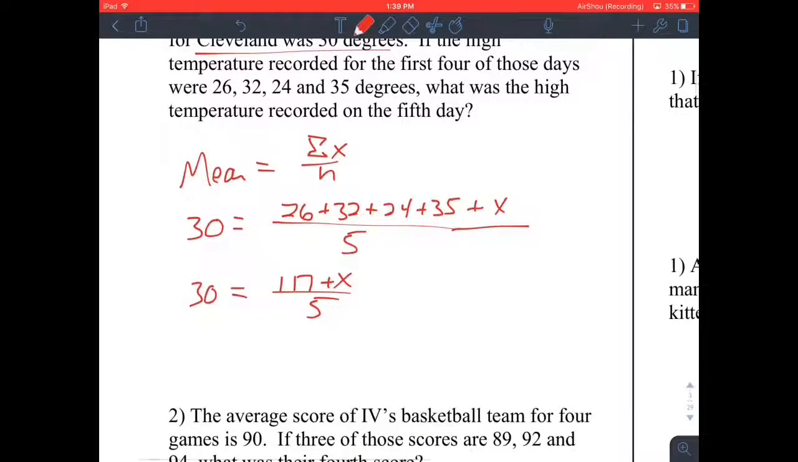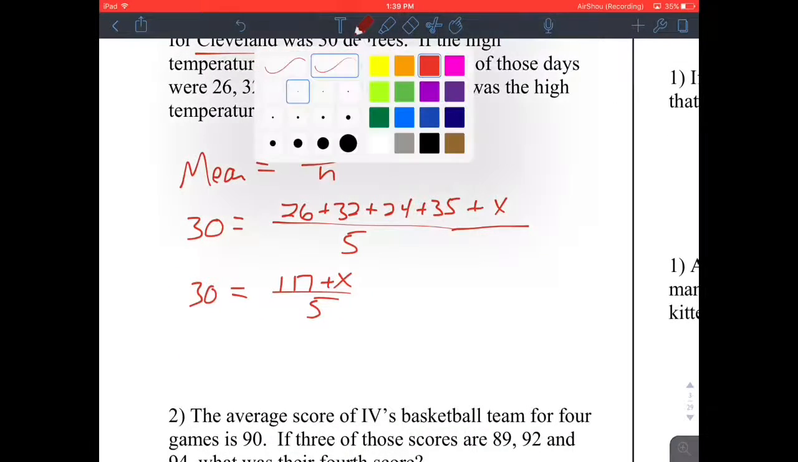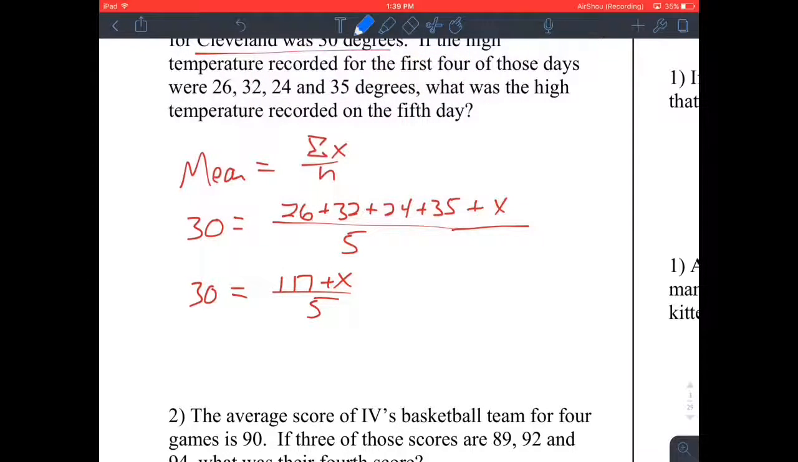Trying to solve the equation for x, if we multiply both sides of the equation by 5, we get 150 equals 117 plus x. And if we subtract 117 from both sides, we're going to get that the temperature of the 5th day would be 33 degrees.